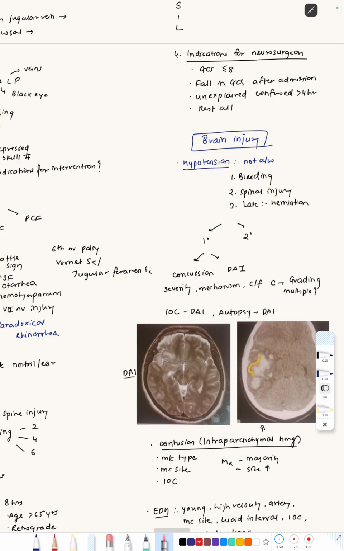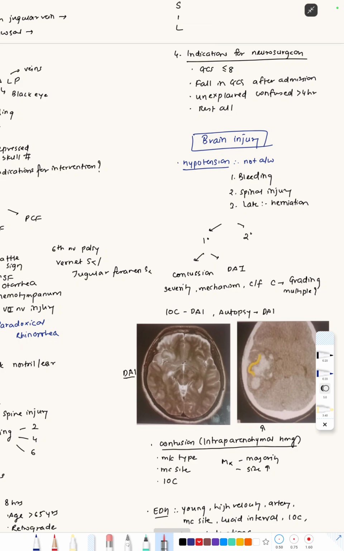Investigation of choice remains to be non-contrast CT in primary brain injury. In the secondary brain injury, it remains to be an MRI for diffuse axonal injury. In autopsy, diffuse axonal injury will reveal clubbed axons and retraction balls.